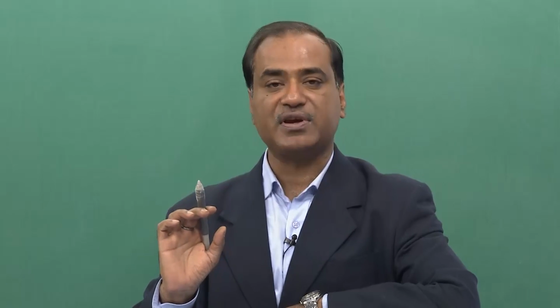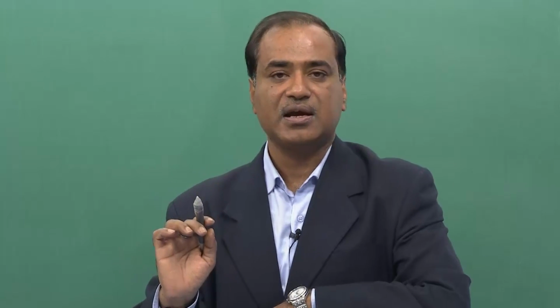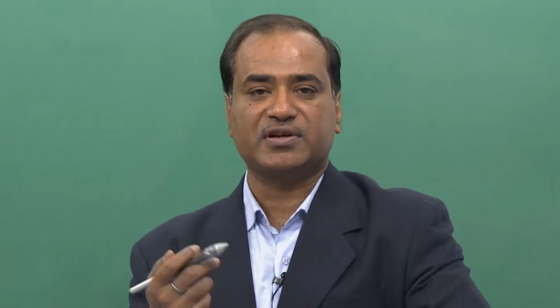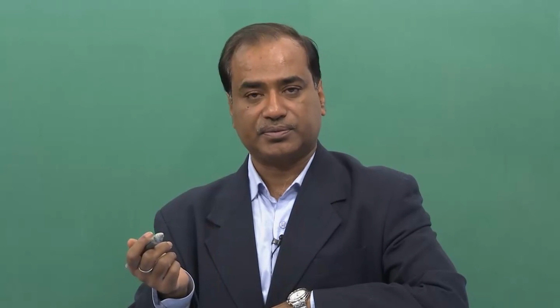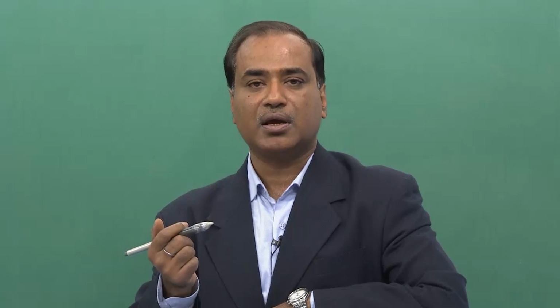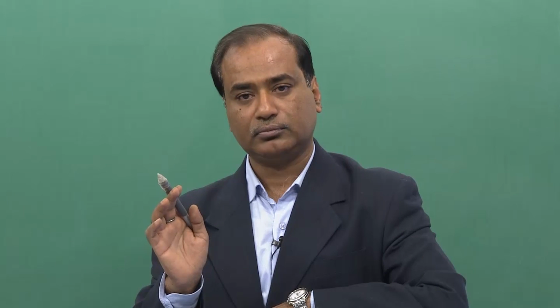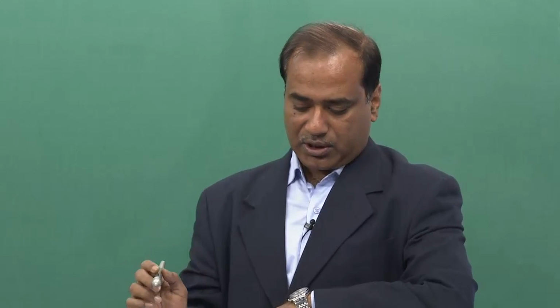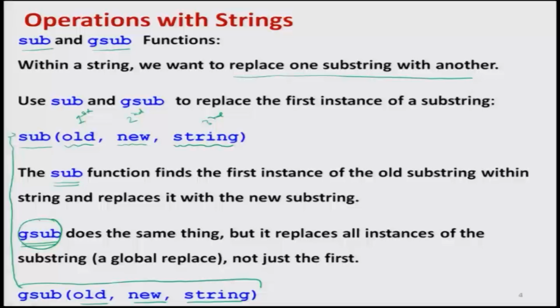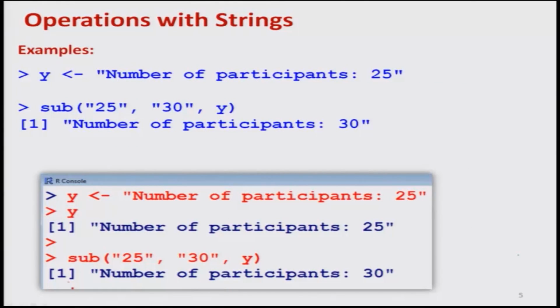So, the difference between the sub and gsub commands is that sub is a local one. Local in the sense that it will replace only the first match wherever it occurs, whereas gsub is the global command. It will replace the characters in the entire string. Right, okay. So, that is the basic difference which I have written here. Now, let us take some examples and try to understand how it happens.